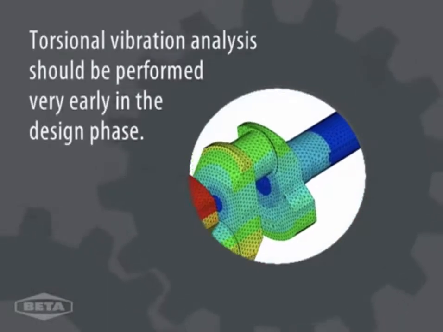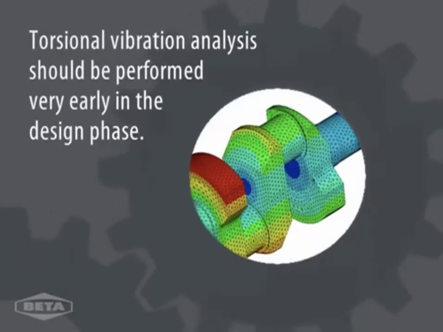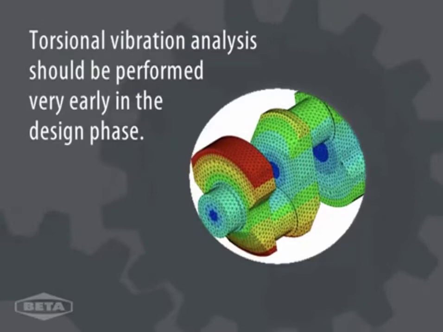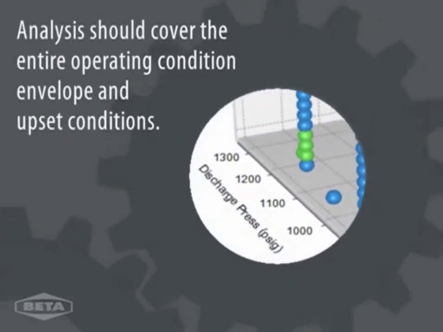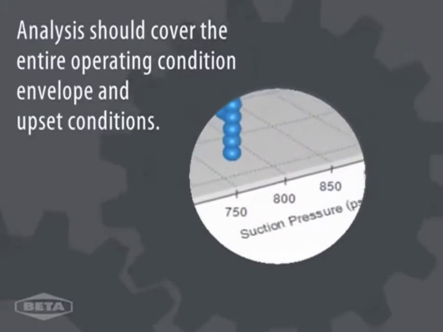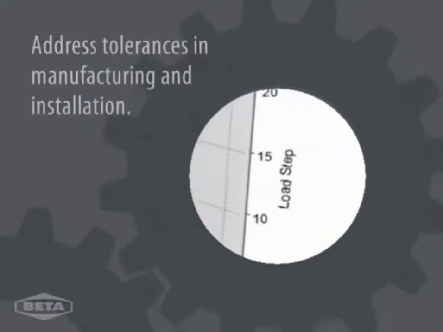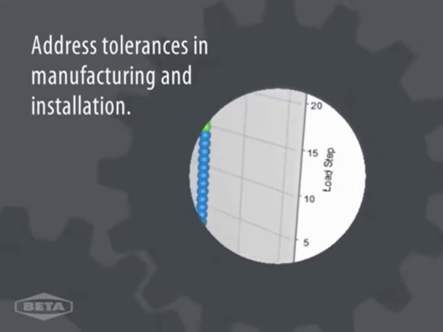A torsional vibration analysis should be performed very early in the package design phase. The analysis should adequately cover the entire operating condition envelope, including upset conditions, while addressing tolerances in manufacturing and installation.